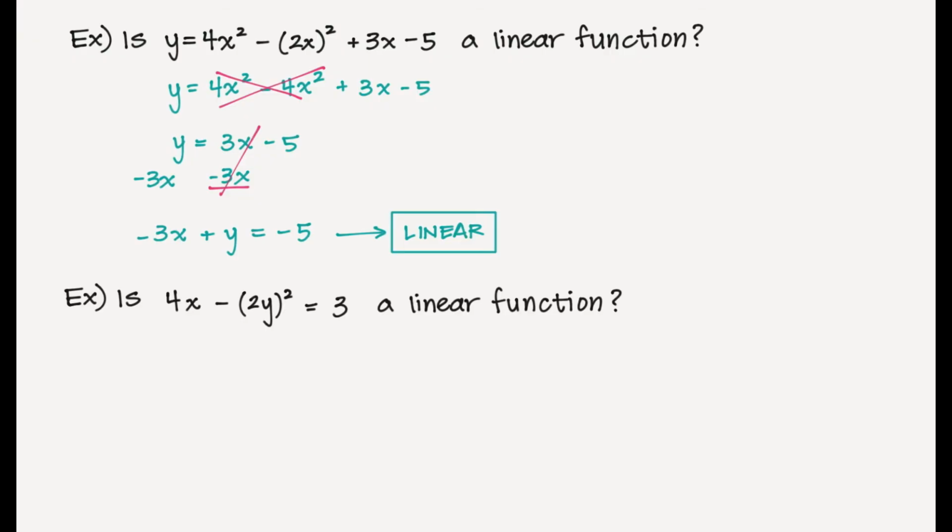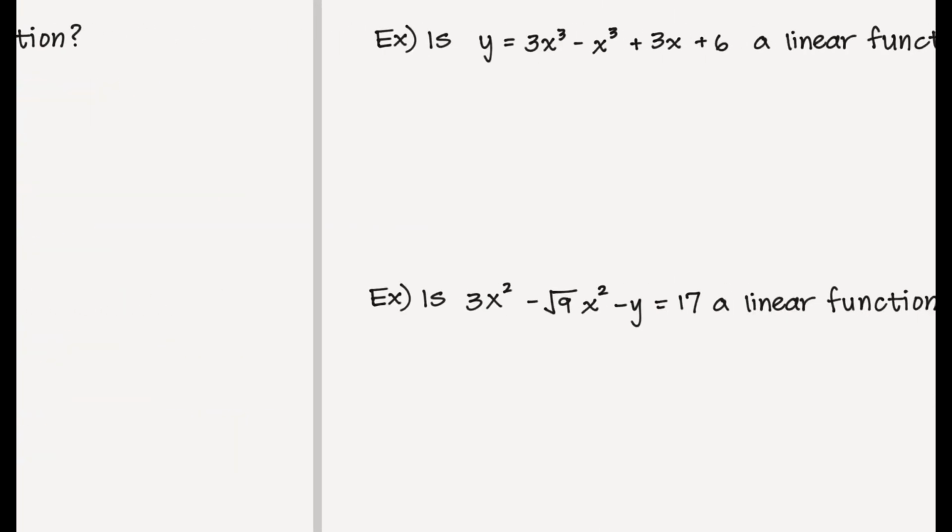In my next example, I have 4x minus, in parentheses, 2y squared equal to 3, which is the same as 4x minus 2y squared equals 3. And that's as simple as it can get. And since I still have that y squared instead of just a y, this would be a nonlinear function. This would probably give me a curved line.